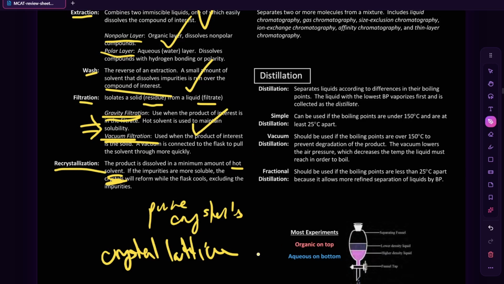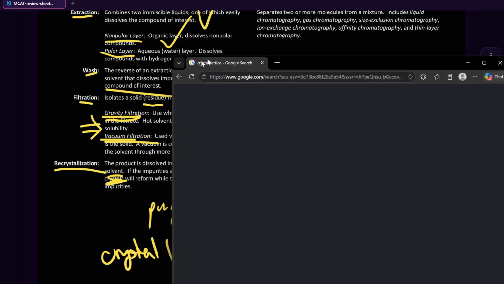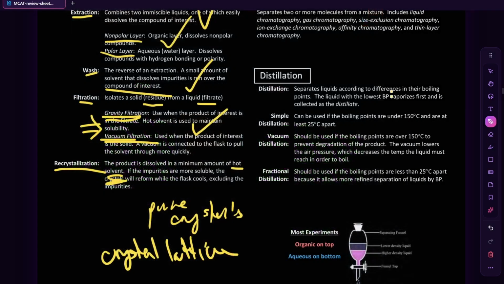So remember your crystal lattice. Here's your crystal lattice structure. This is a good picture, and then whatever doesn't fit the structure will get filtered away, basically.